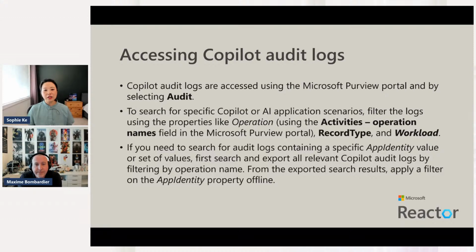You can search the Purview audit log for specific Copilot or AI applications and filter it using specific operations like the activity types, the record type, and workload, which we'll go into in detail in just a moment, to find specific interactions with specific types of AI, and obviously for Microsoft 365 Copilot.